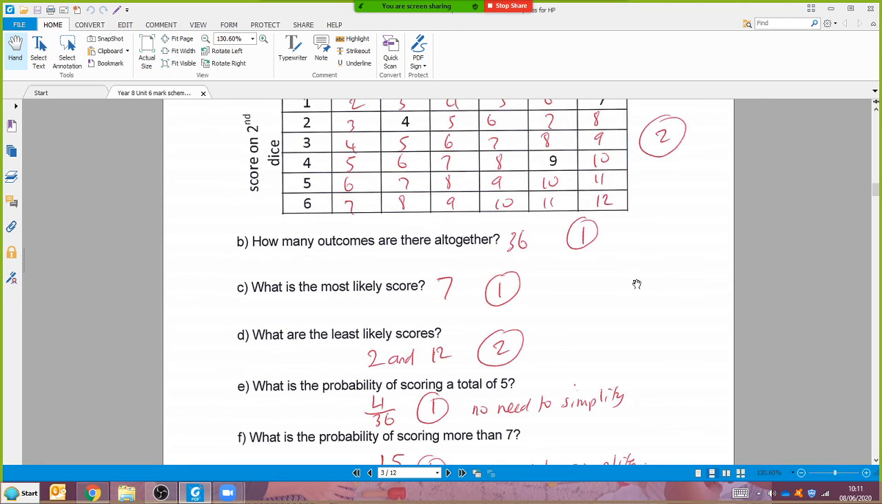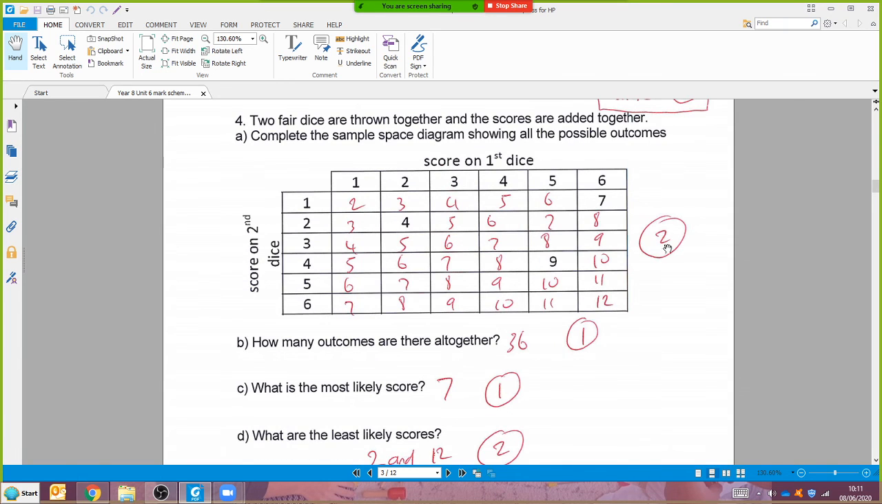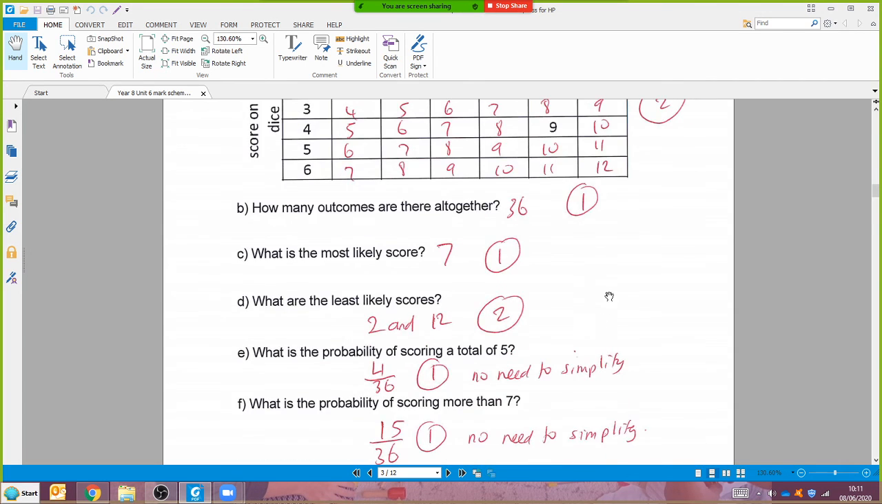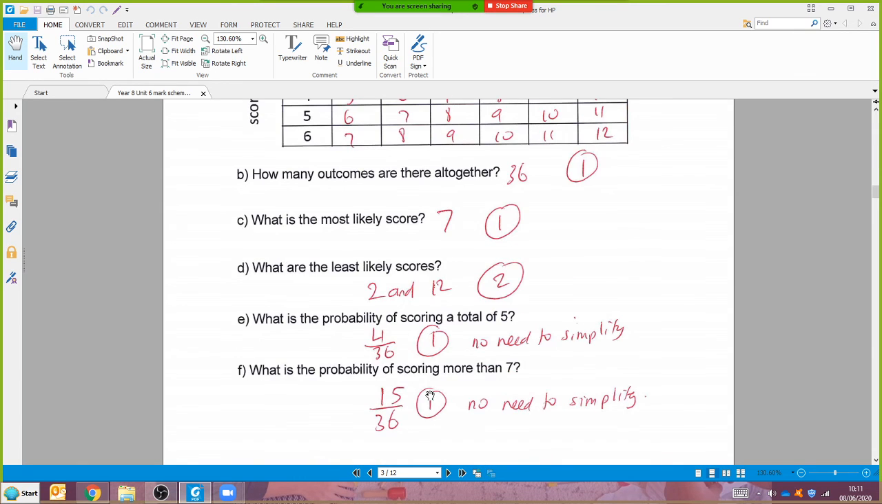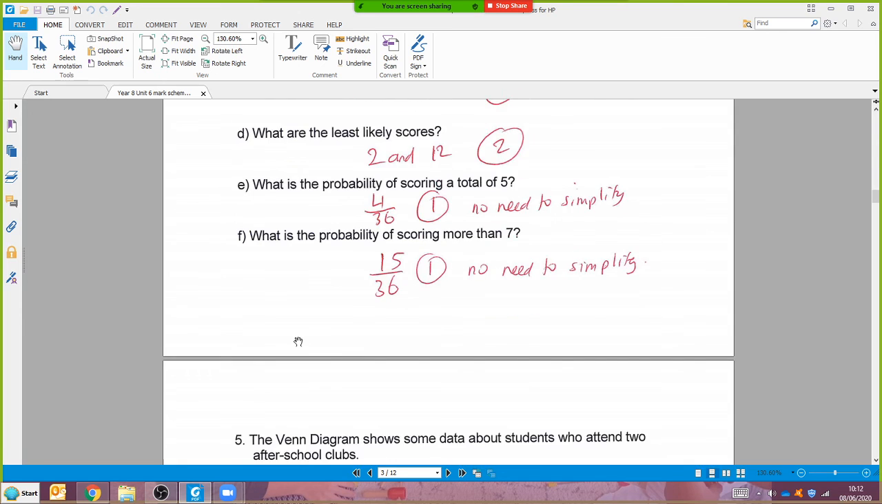What's the probability of getting a total of 5? Well, how many ways are there of getting a 5? 1, 2, 3, 4. Yep, there's 4 ways of getting a 5, and so it's 4 out of 36. What's the probability of scoring more than a 7? So you want all these 8s and these 9s and these 10s and these 11s, and don't forget that 12. Those are more than 7. There's 15 ways of getting more than 7. So 15 out of 36, 1 mark. And again, no need to simplify.